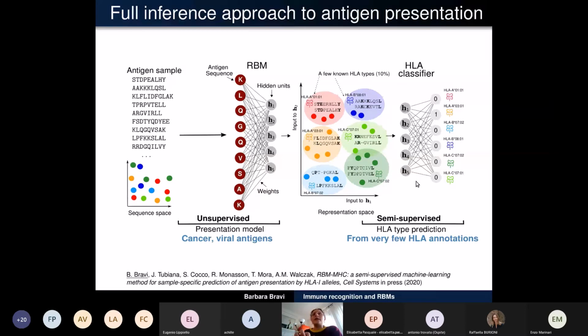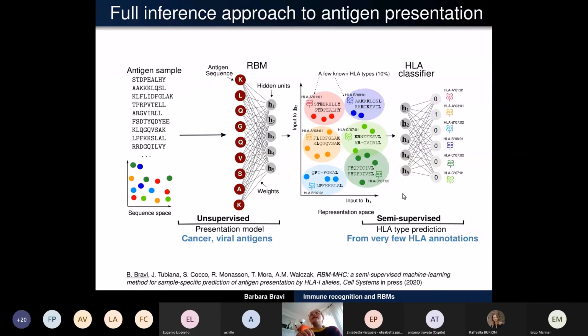In particular, the results I will show are for a number of known HLA types that is equal to just 10% of the samples. And these HLA annotations can be taken from existing databases. So in this second step, that is the one in which the model gives a prediction about the HLA type, what we are performing is a semi-supervised learning that is supervised at the level of the classifier, but only by a very minimal amount of known HLA types.